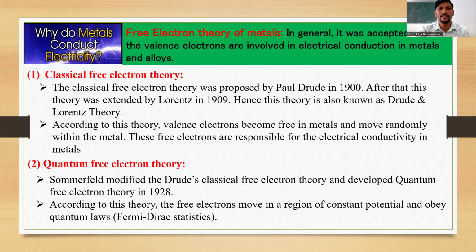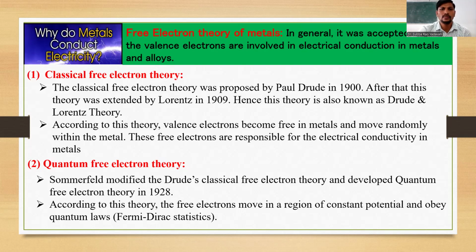But these two theories, the classical free electron theory and the quantum free electron theory, fail to explain the categorization of electrical materials. That means the formation of conductors, semiconductors, and insulators, how they are formed and how the conductance of these materials works. These are not explained by the classical and quantum free electron theories.